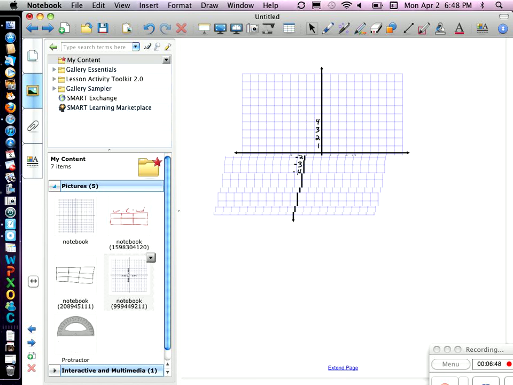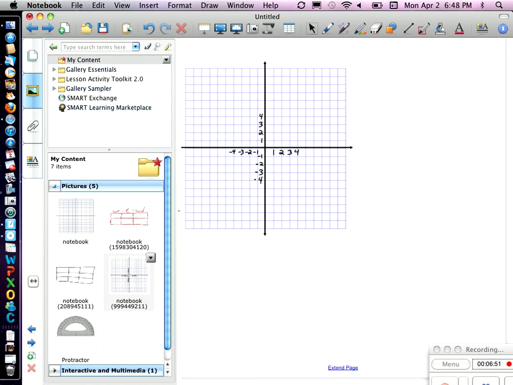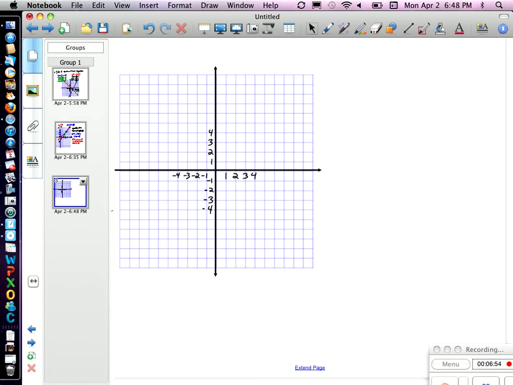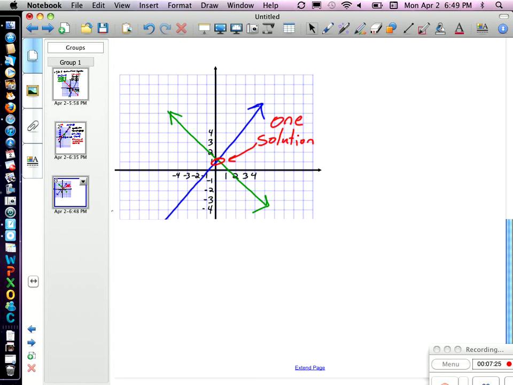So let me get a new one of these. All right. So we talked earlier, when we have a system of equations, and there's two equations, if they intersect, they have a solution. Okay? So this system has a solution right here, whatever that point happens to be. And we'll call this one solution. And it's right there.